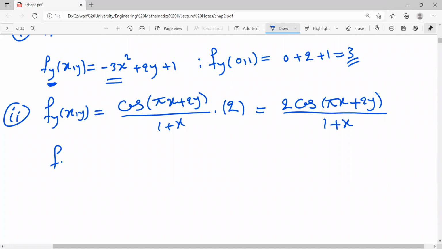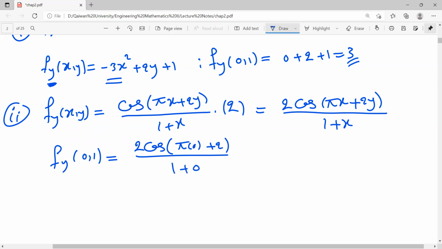We get f sub y at (0, 1) equals... we replace x by 0 and y by 1. We get 2 cos(pi times 0 plus 2 times 1), dividing by 1 plus 0. And we get 2 cos 2 dividing by 1, which is 2 cos 2. This is f sub y at the point (0, 1). Okay? Is it clear?